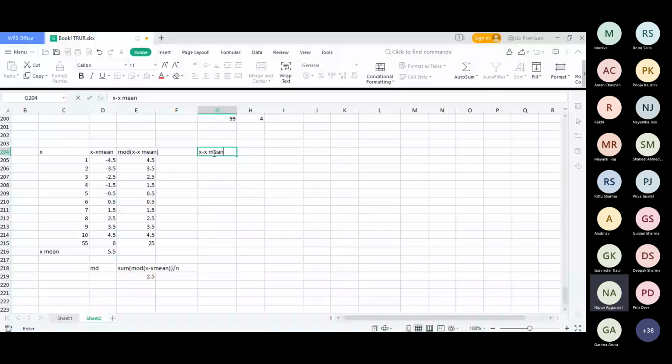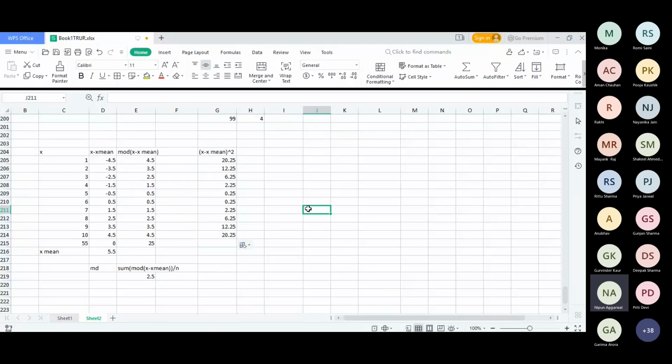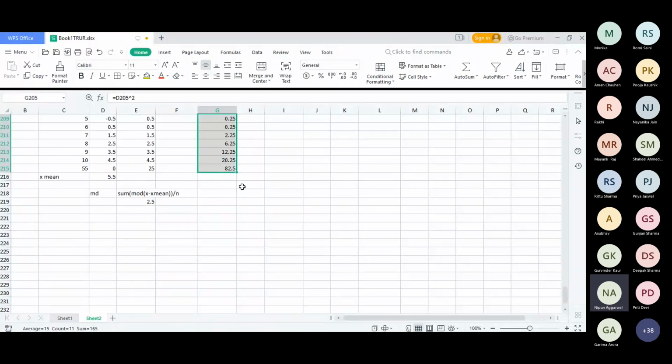So x minus x mean raised to the power 2 means the square of this. Then it becomes positive again. If we make the square of this, it equals this raised to the power 2. So this becomes your (x minus x mean) raised to the power 2. If we do it for all, these become the values of (x minus x mean) squared. Every value is positive now. So again, we have to take the sum of all these values. If we take the summation of this, 82.5 is there.